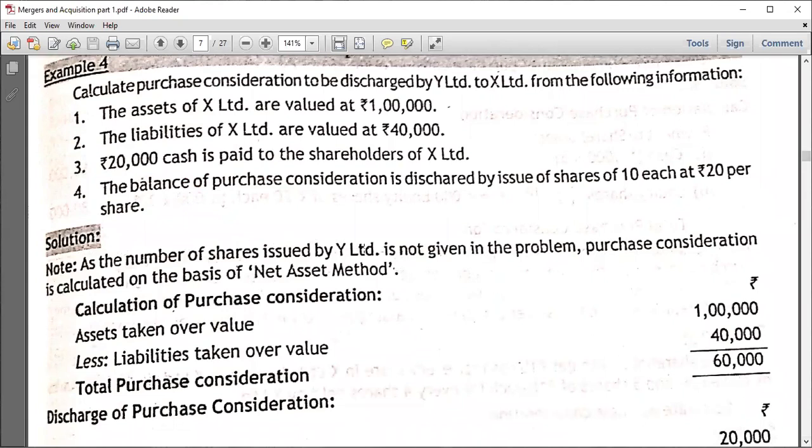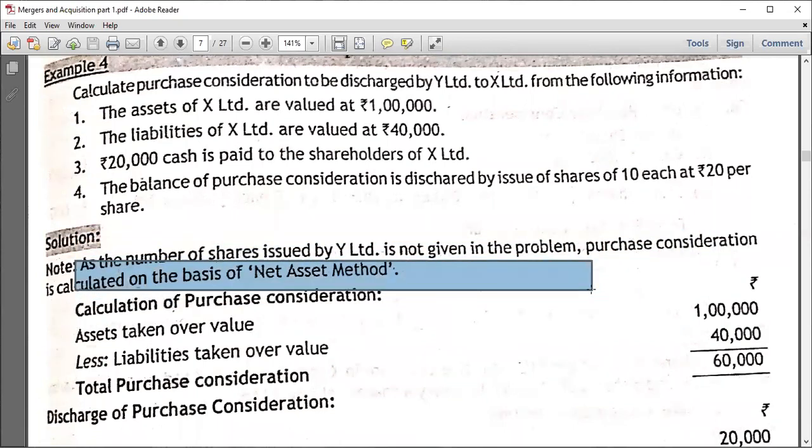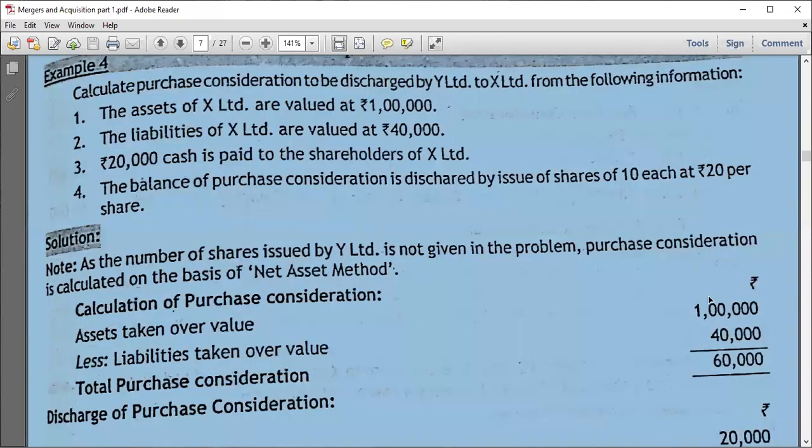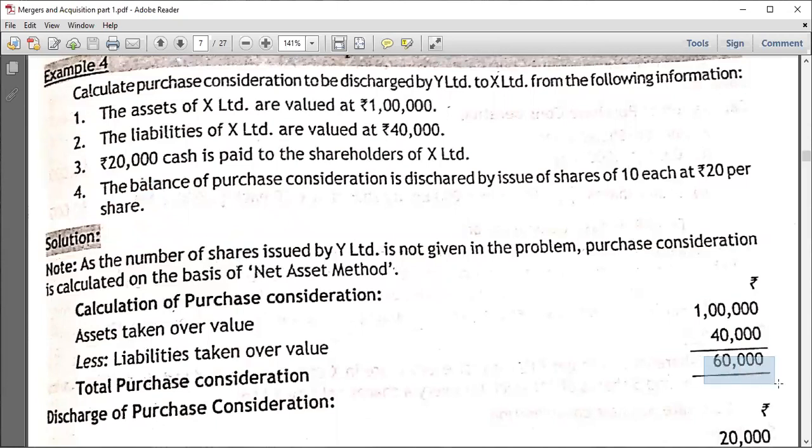As the number of shares issued by Y Limited is not given in the problem, purchase consideration is calculated on the basis of the net asset method. Suppose they had given this 20,000 information and also the number of equity shares issued, then please remember it is not the net asset method, it is the net payment method. Net payment is when they give you the discharge of PC or the mode of payment information. Now, assets taken over is how much? 1 lakh. Liabilities taken over is how much? 40,000. 1 lakh minus 40,000, it will be 60,000.